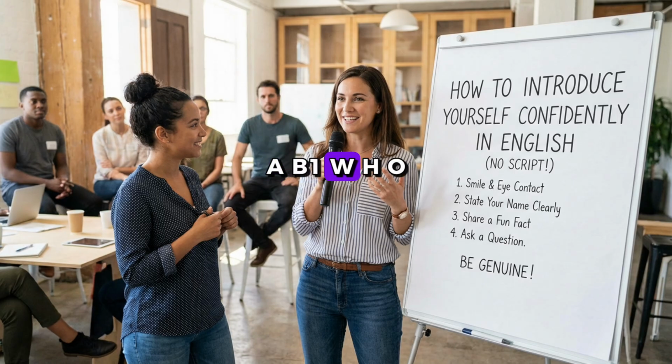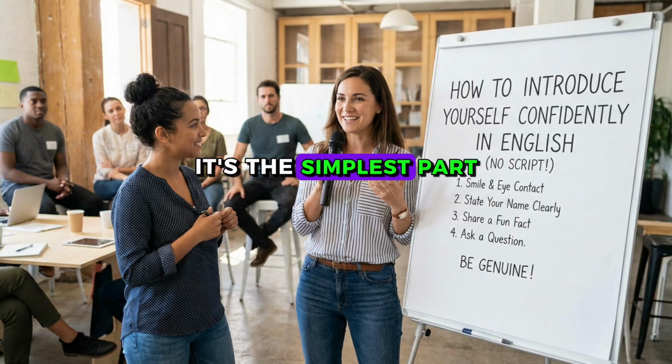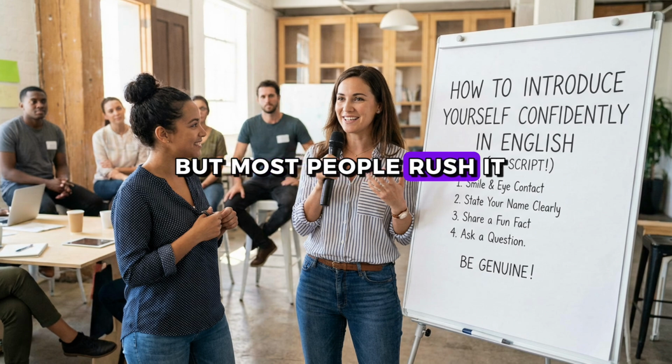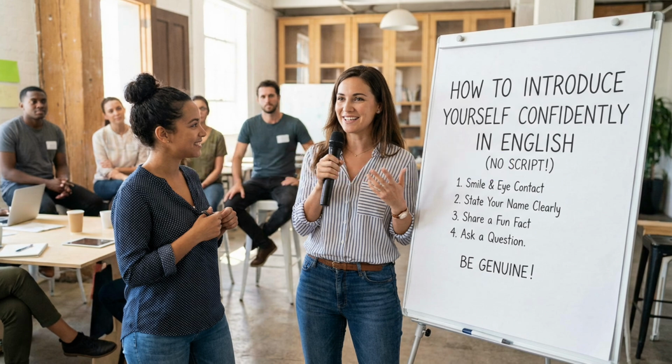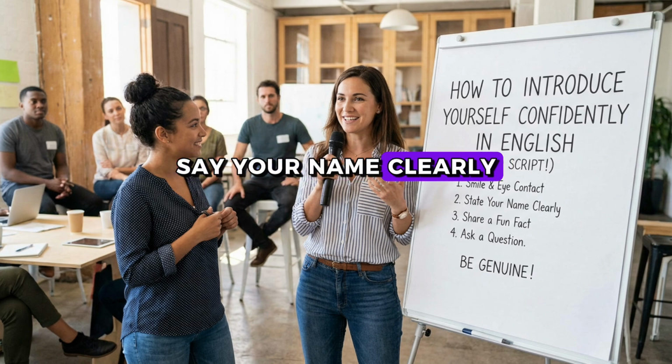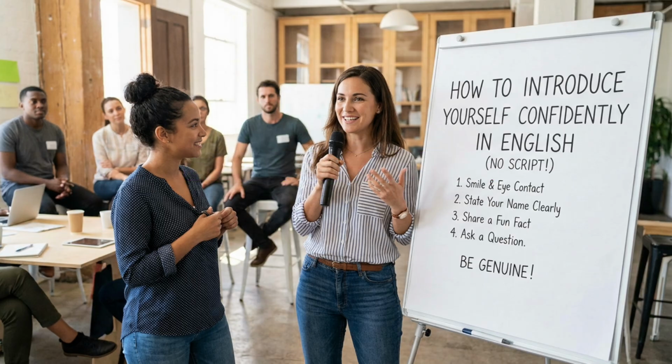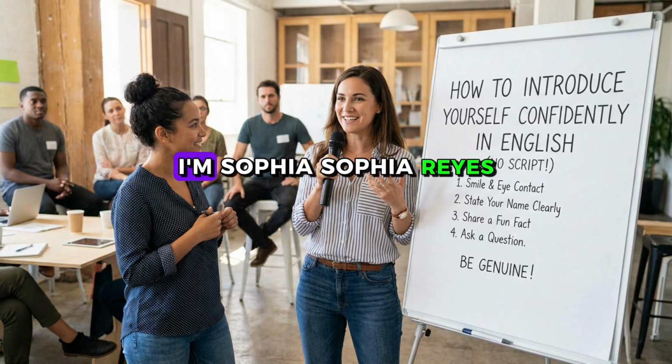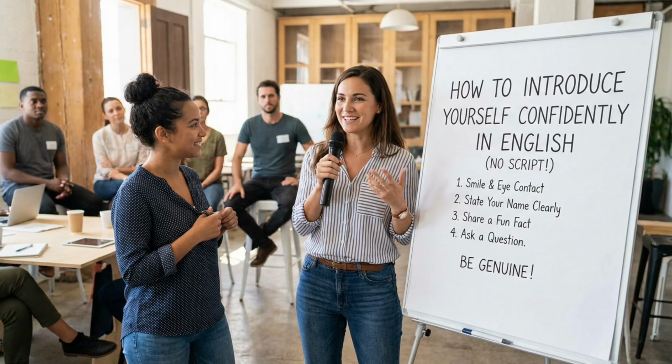One, WHO: name plus where you're from or based. Who is your anchor. It's the simplest part, but most people rush it. Say your name clearly, don't race through it. Give people a moment to hear it, remember it. Example: Hi, I'm Sophia Reyes. I'm originally from Colombia, but I'm based in London now.